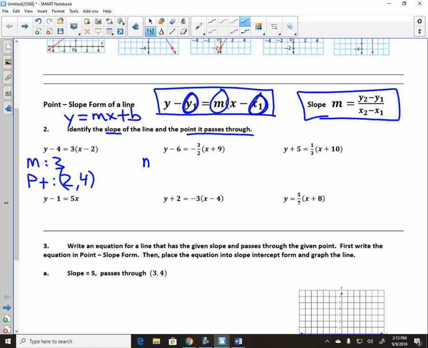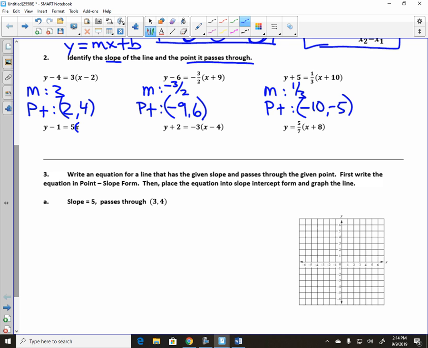So the next one, what's the slope here? -3 over 2. Excellent. Now we need the point. -9, +6. You see a +9, we make it -9. Slope for the next one. 1/3. What's the point that it passes through? -10, -5. Excellent.